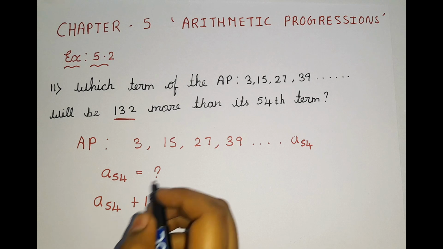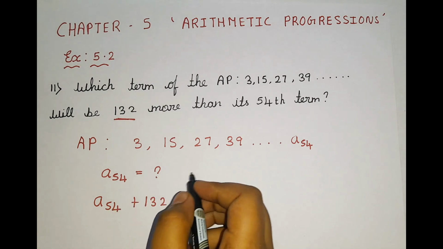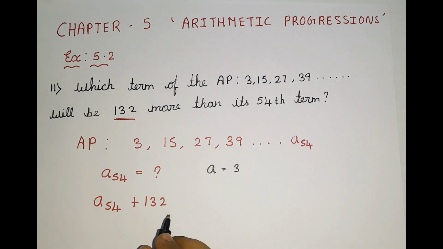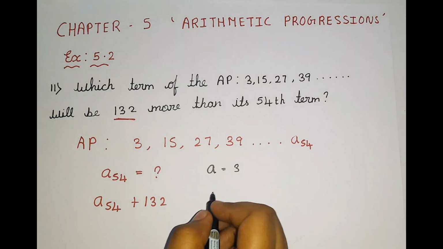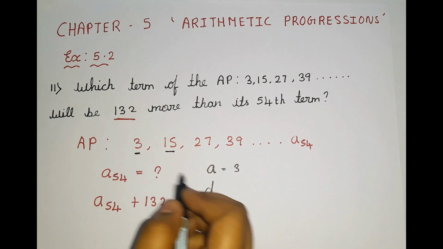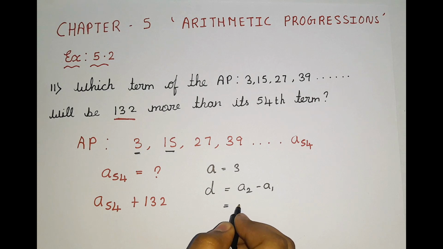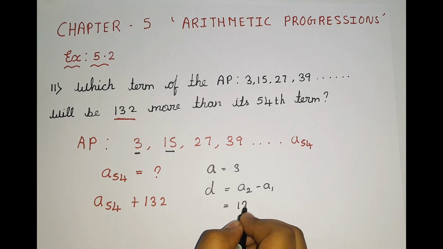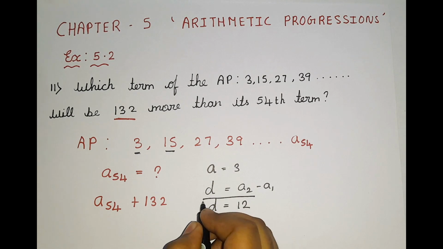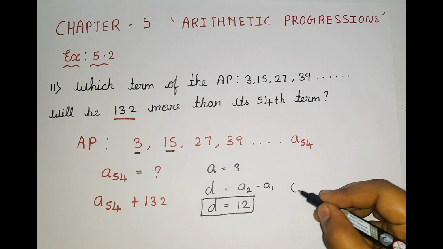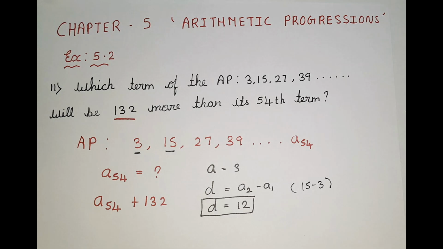To find that, here the A value is 3. So A is equal to 3. If you don't understand this, that doesn't matter. First let us solve it, then you will understand. Then D: we are supposed to subtract 15 minus 3, that is A2 minus A1. When we subtract them we get 12. So D is equal to 12. How did I get 12? 15 minus 3. Now we got the D value. Do you know the N value? N is in question mark.